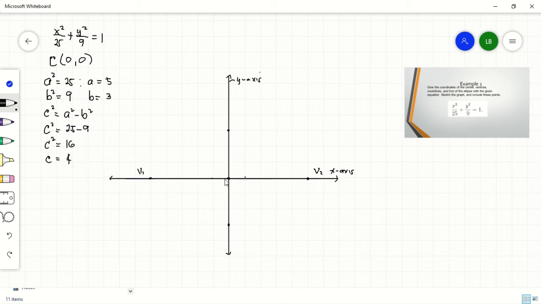And then, our C is 4. So, 1, 2, 3, 4. Then, 1, 2, 3, 4. So, this is our focus. And this is another focus. So, F sub 1, F sub 2. Then, this is our co-vertex, W sub 1, W sub 2.